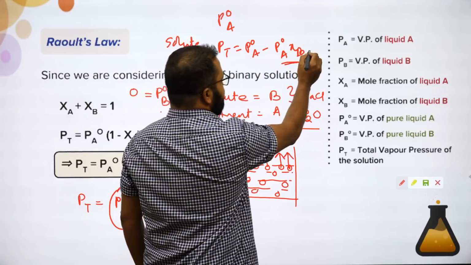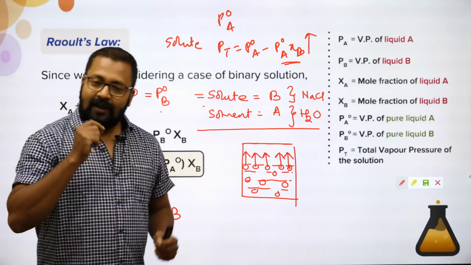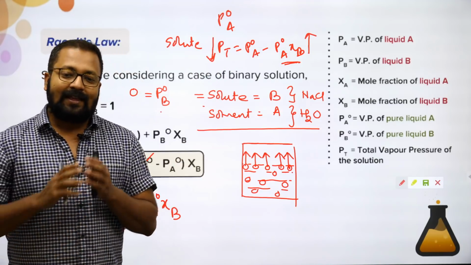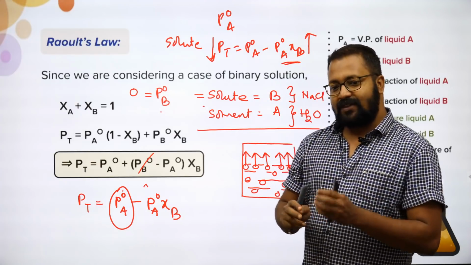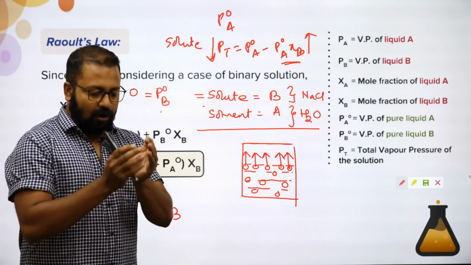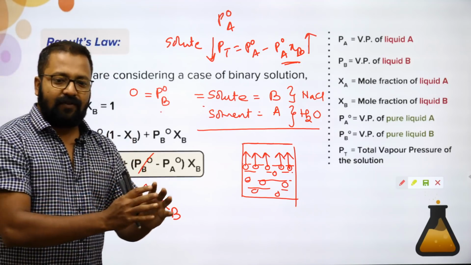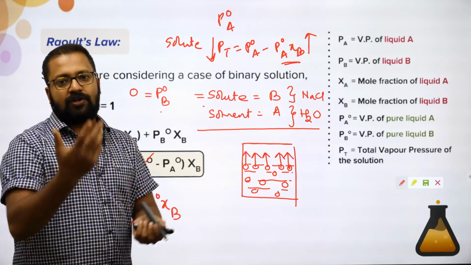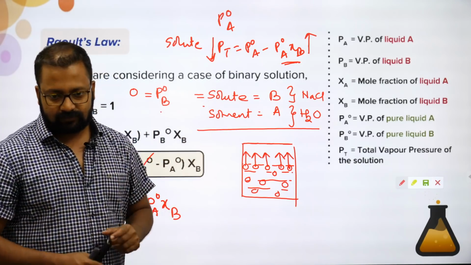अगर मैं chi B को increase करता रहता हूँ, if I keep increasing the amount of solute, then what would happen? The total pressure will keep on decreasing. So the vapor pressure of a solution which contains a non-volatile solute and a volatile solvent will always keep decreasing as we increase the amount of solute. So what does the vapor pressure depend on? The amount of solute which is present. अगर solute कम है तो vapor pressure ज़्यादा रहेगा, अगर solute ज़्यादा है तो vapor pressure कम रहेगा.